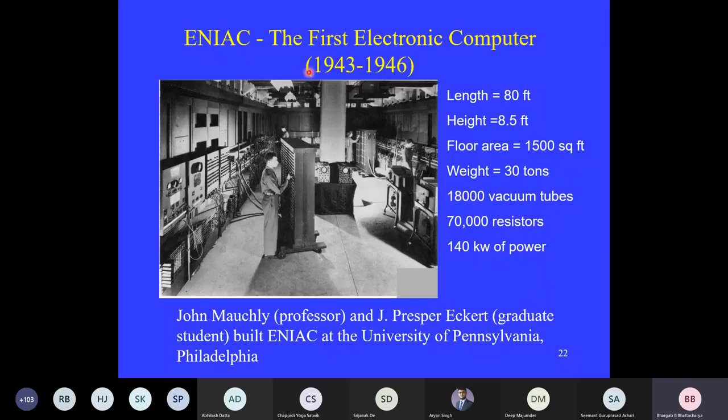And these are two people, Professor John Mauchly and a graduate student, Eckert. They built this computer at the University of Pennsylvania in Philadelphia, Moore School of Electrical Engineering. If you visit the University of Pennsylvania, you can see the museum where some components of the ENIAC machine are still preserved.